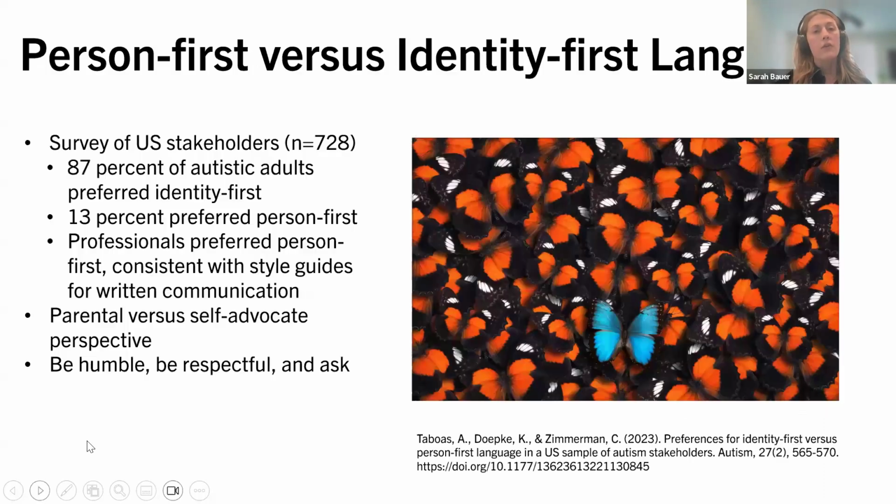In a 2023 study in autism, specifically focused on language in autism, there was a survey of 728 US stakeholders. 87% of autistic adults preferred identity first language, meaning an autistic individual. 13% preferred person first, so that's a person with autism. And professionals, so people like us on this call, potentially preferred person first, consistent with style guidelines for written communication.